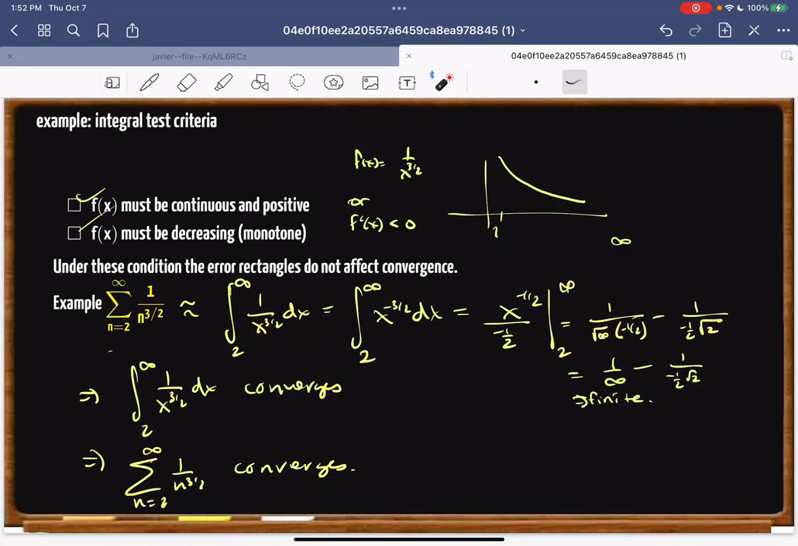Beautiful, right? Super nice test. When you have monotone, decreasing, continuous, and positive, you can see that the corners don't matter, and just try to do the integral and use all your skills from previous classes to do that integral.